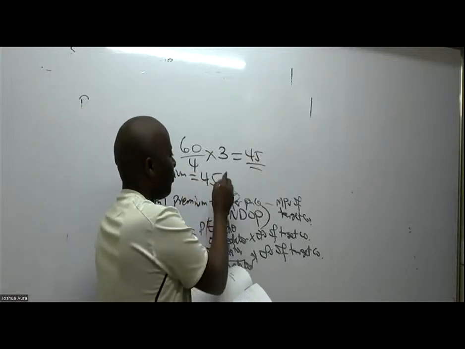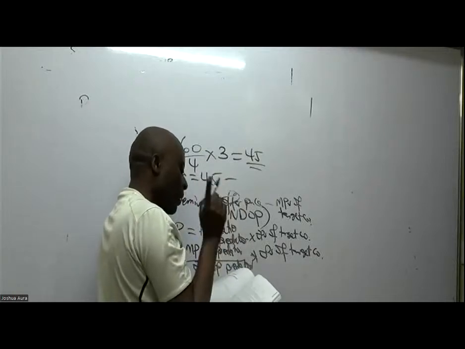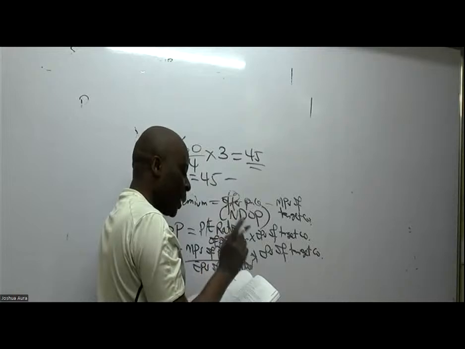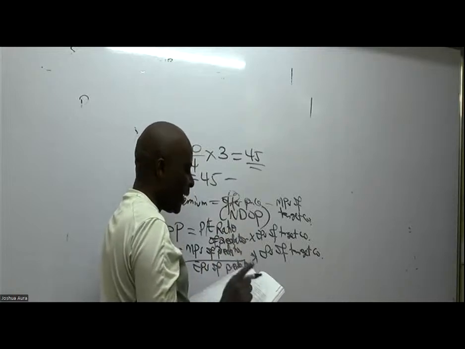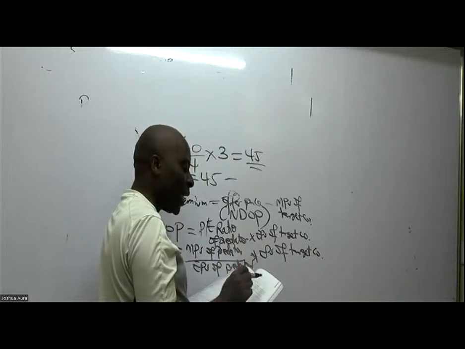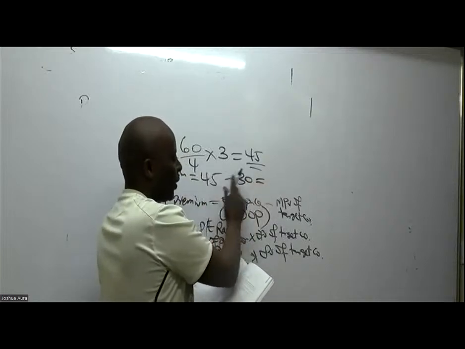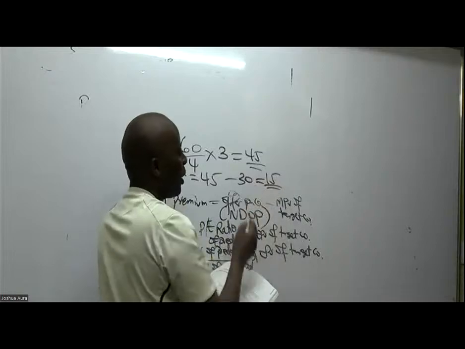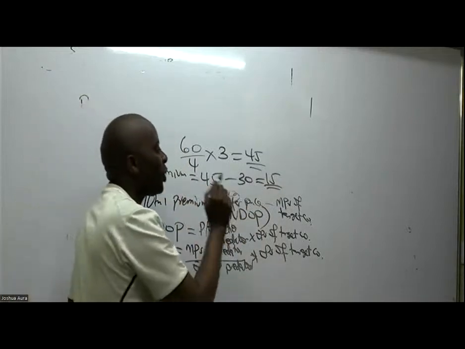And therefore, the premium here will be equal to the offer price, 45, minus the market price per share of the targeted company. I can see an error there. This is supposed to be shillings 30, not 3.0. So 45 minus 30 gives me 15.